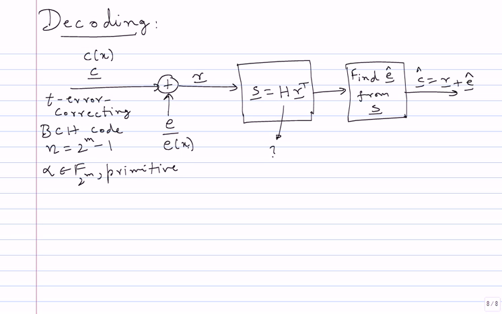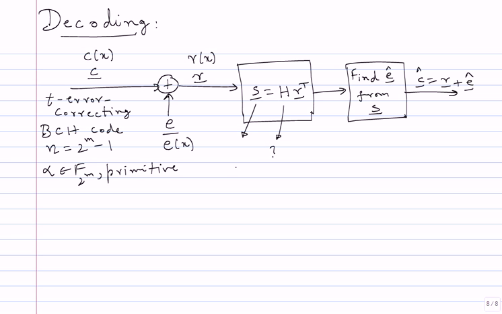What is E of x now? Any binary vector, I can put in polynomial notation: E0 plus E1x plus E2x squared. Similarly, instead of R, I will think of R of x. Let's not jump and think of the syndrome as a polynomial. We'll keep the syndrome by itself. Now I want you to tell me how many bits there will be here.